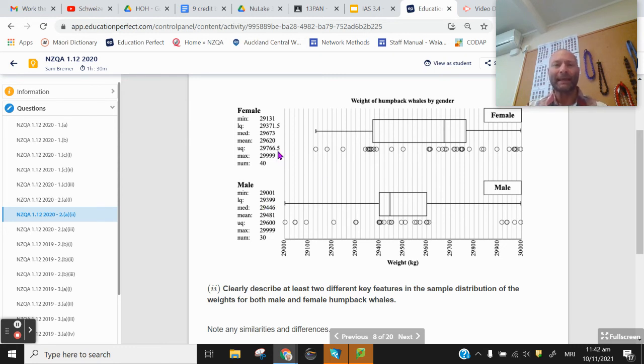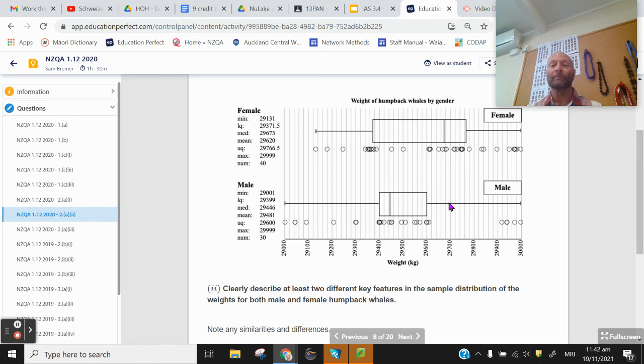Now we can look at the mean. We know that the mean is pulled on by outliers. And here the mean is a little bit smaller than the median. And in this, they're almost the same. So since the mean and the median are almost the same in the males, that means there's fewer outliers. Looking at the females, the mean and the median are pretty much the same as well. So there we could say we have no outliers, no extreme values pulling on the mean.